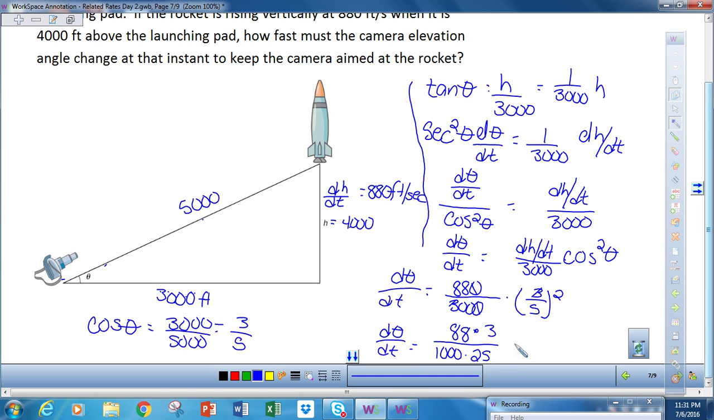And what would be the units for this? The units for this would be radians per second. Okay? And that is the answer. So that's it for the related rate section.